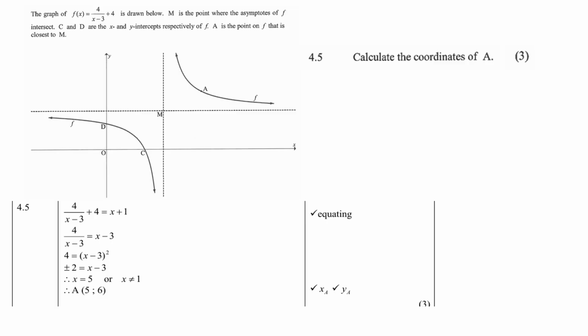Look, where is x situated in the graph? So it can't be x equals 1. So therefore we only use x equals 5. Once we have 5, substitute 5 back into the equation, and then you get y equals 6. So therefore A equals (5, 6).